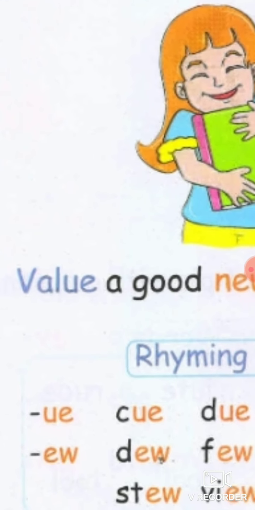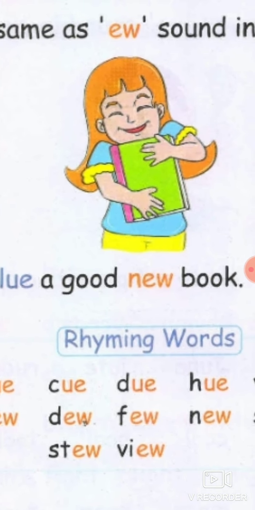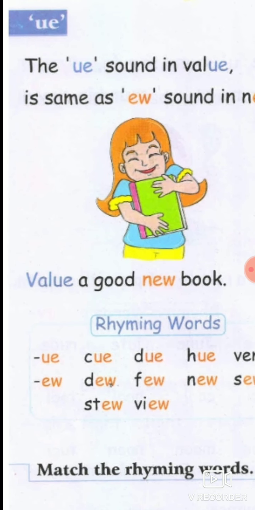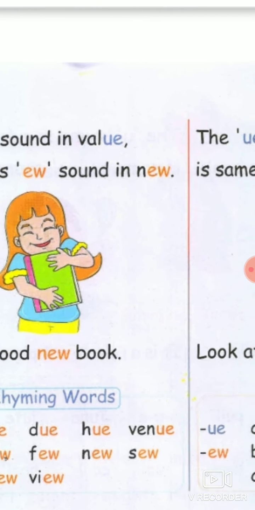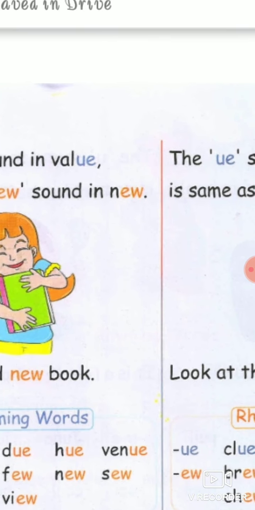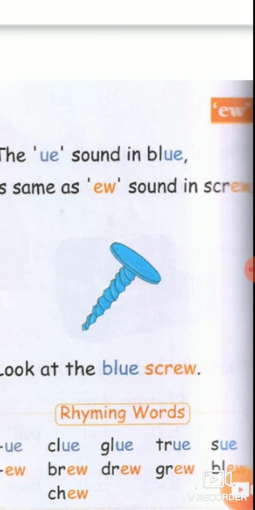Now come on the sentence. We will read: Value a good new book. So here we learn the sound of UE and EW is same. Now come on the other side.